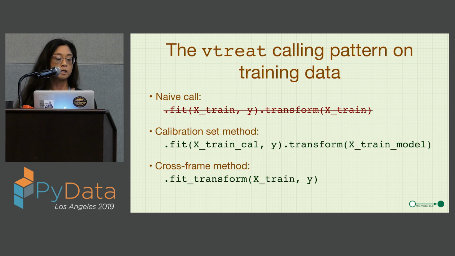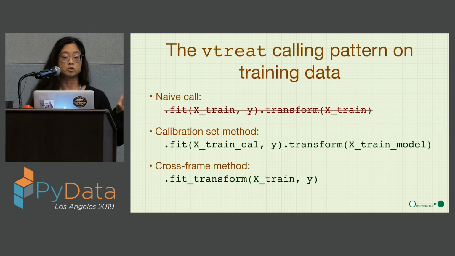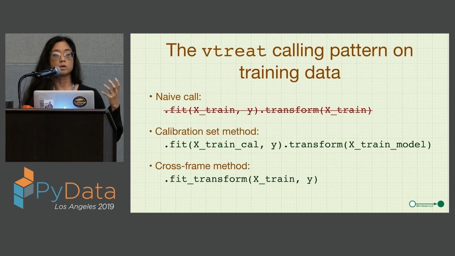The important thing to note here is that calling fit and then transform on the same set is not the same as calling fit_transform on that set. That's why I've crossed out what I'm calling the naive call on the top. If you do fit and then transform on the same set, unless you are going to throw out the impact variables or any of the y-aware treatments, that's not a good idea because you will run into nested model bias.